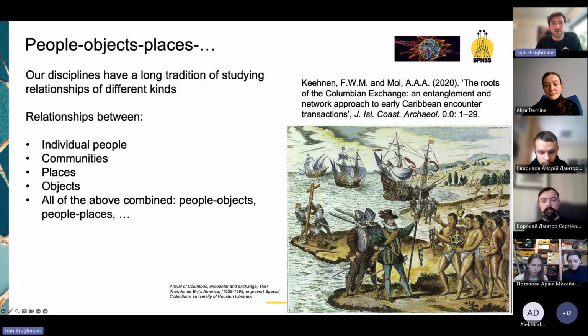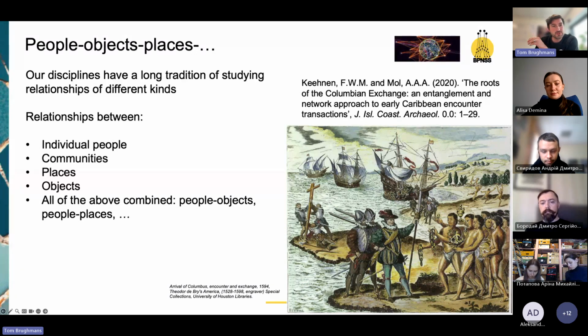So I want to give you a quick example of that using this paper here by Kanan and Mo, published in 2020. It's called The Roots of the Columbian Exchange, an Entanglement and Network Approach to Early Caribbean Encounter Transactions. And I'm using this paper because it does something extremely creative. It is using historical sources, the actual diaries of Christopher Columbus and his colleagues, describing their interactions with Amerindian societies that they met in these first encounters.